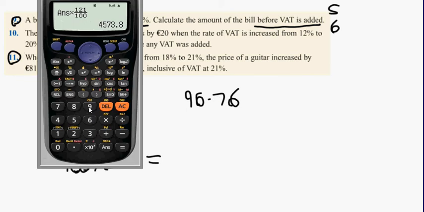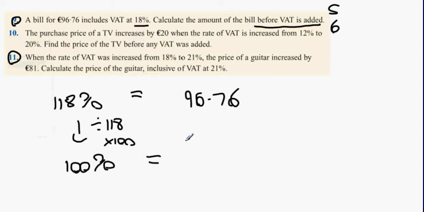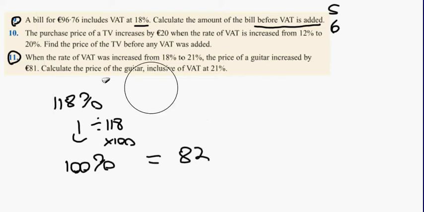So 96.76 divided by 118 multiplied by 100. 82. Okay, 82. Now, question 11.